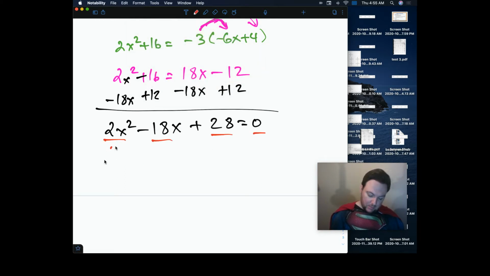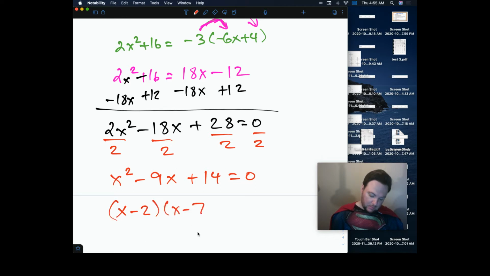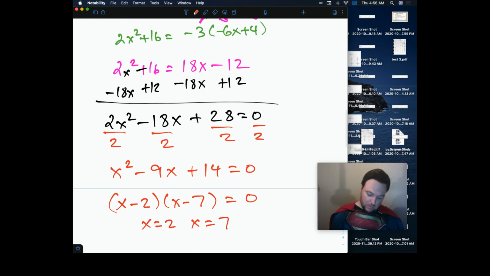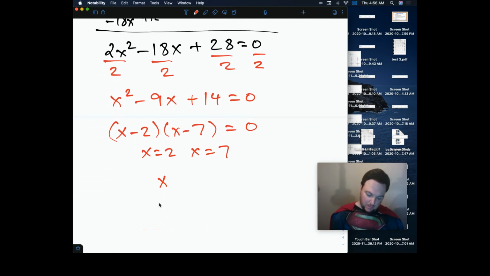The other thing you want to do is, when you see something like this, you can see that each of these are divisible by 2. So we're going to divide through by 2. So this is going to be x squared minus 9x plus 14 equals 0. And then we're going to finish it off. We ask ourselves what times what is 14? That's 2 and 7. So x equals 2, x equals 7. And those are my 2 solutions. So they're going to put the solution as x is equal to 7, 2.